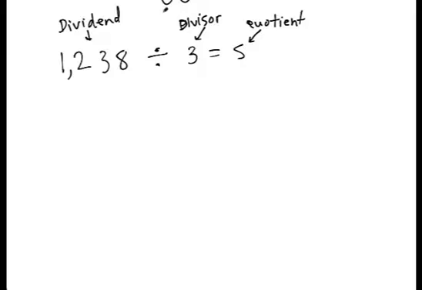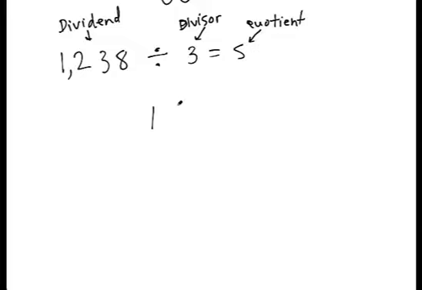I get these words confused a lot because they're very similar, but the dividend is your large number. That's the number you're taking and putting in equal groups. The divisor is how many equal groups, and your quotient is the answer to those, how many equal groups you're going to have. So dividend, divisor, quotient.